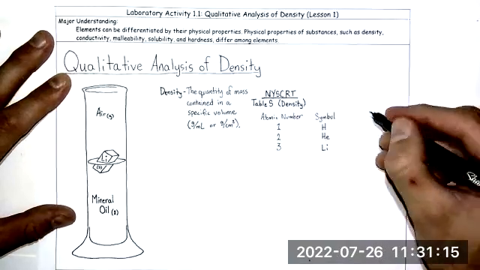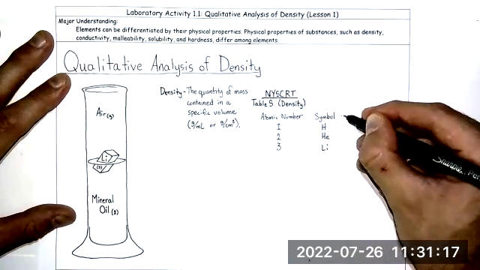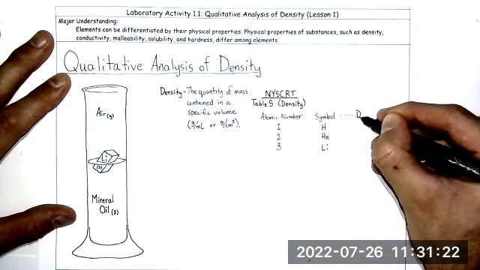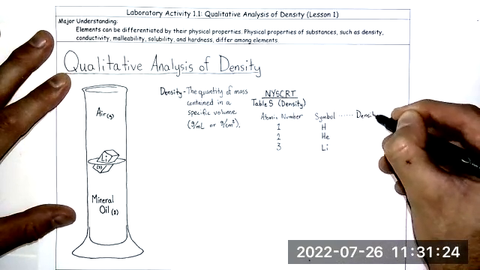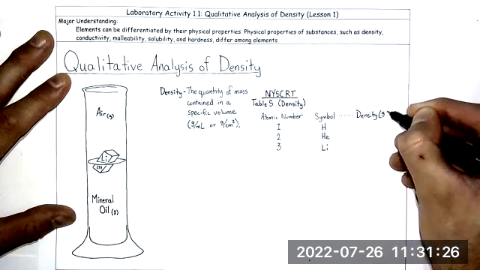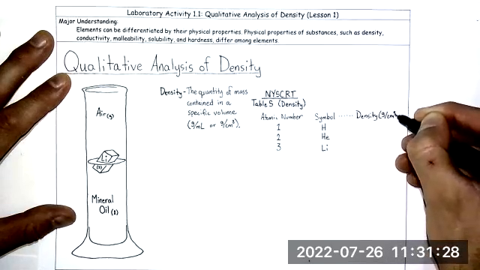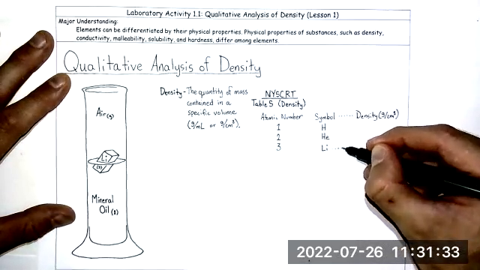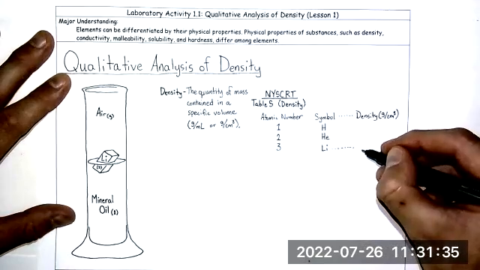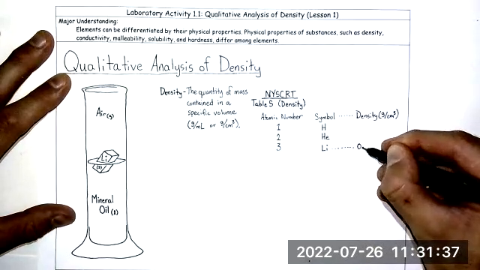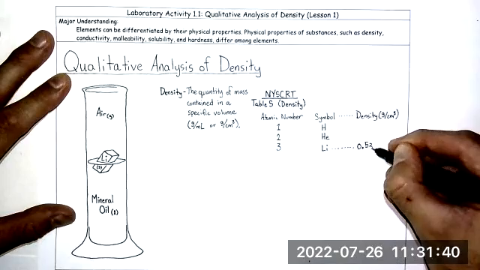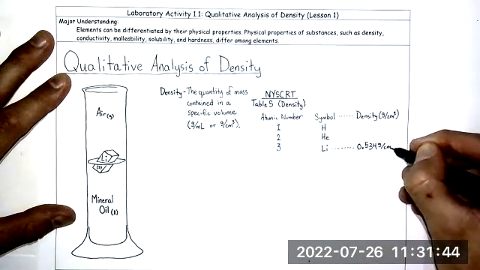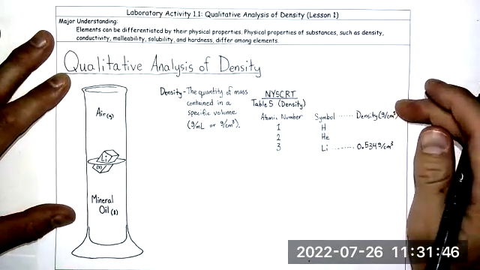Then if you go further over on the table, skipping some of the columns, you'll come to a column that says density in grams per centimeter cubed. If you go down and look at this value for lithium, you'll find that lithium has a density of 0.534 grams over centimeters cubed.